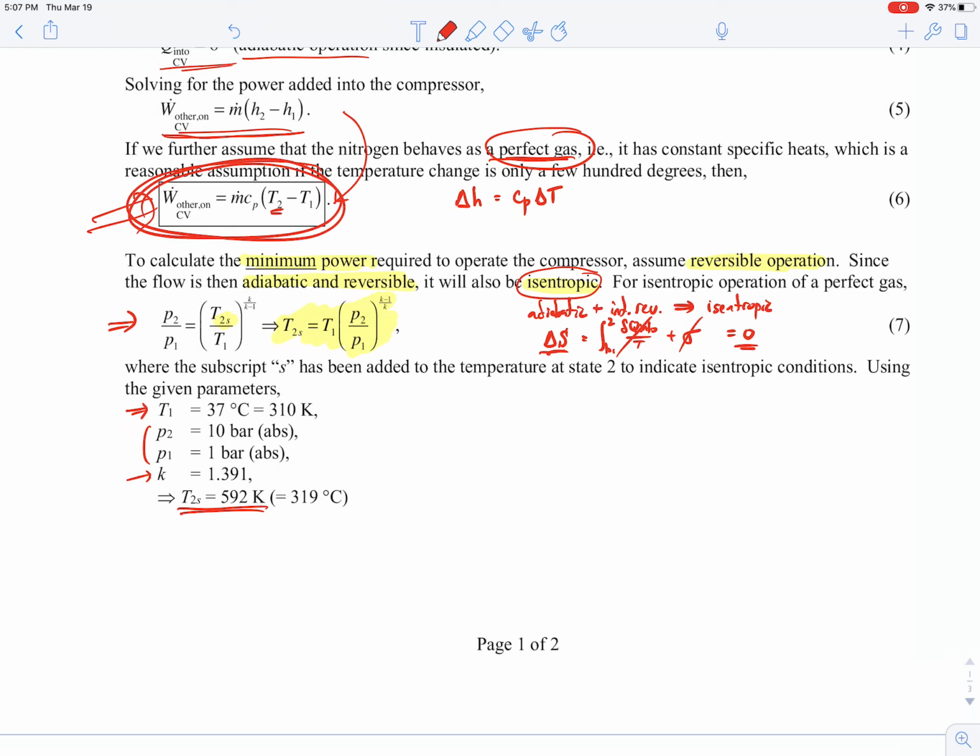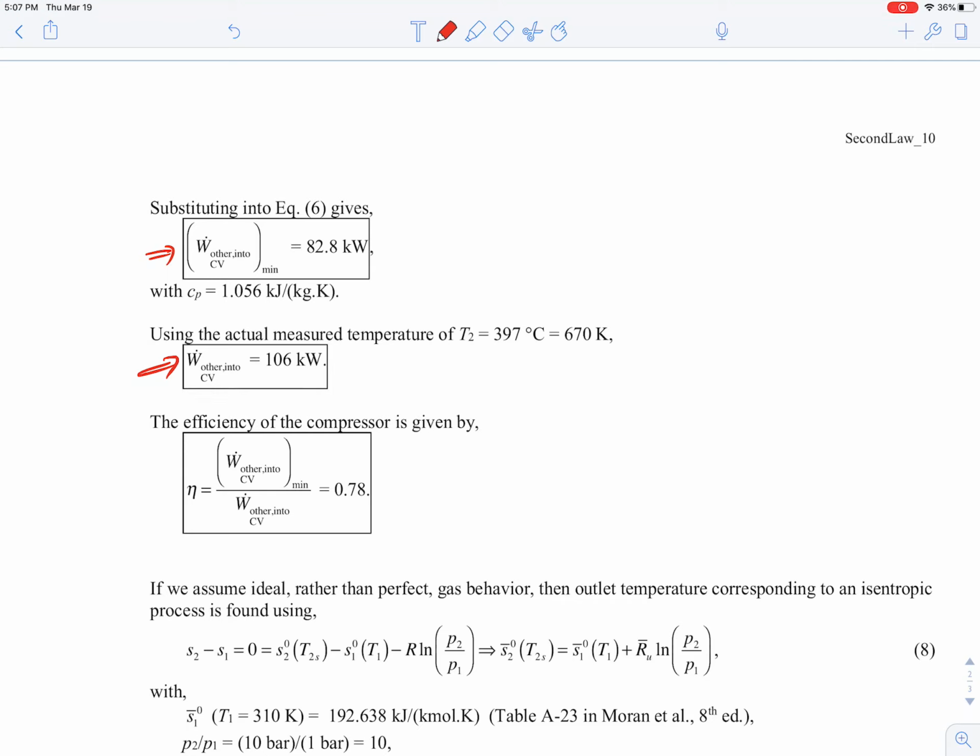So we can do that. That was 397 degrees Celsius or 670 Kelvin. And so you see that the actual power for this particular case is 106 kilowatts. So it takes more power to operate it for the actual temperature than the minimum reversible case, which was only 82.8 kilowatts. So then the very last part of the problem was asking to find the efficiency of the compressor.